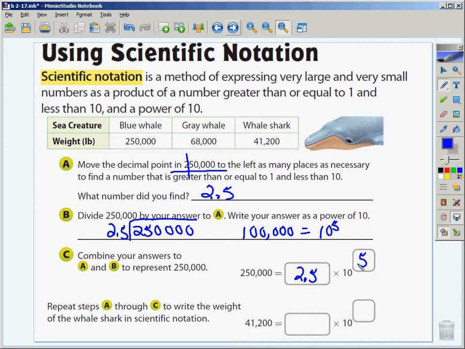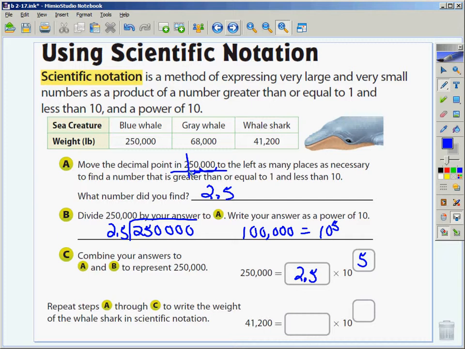Now, they're showing you how to break it down. Do you think we take the time to do that? What do we do? We count decimal places. That's 3, 4, 5. I count 5 places. So it's going to be 2.5 times 10 to the 5th power. That's all we're doing.